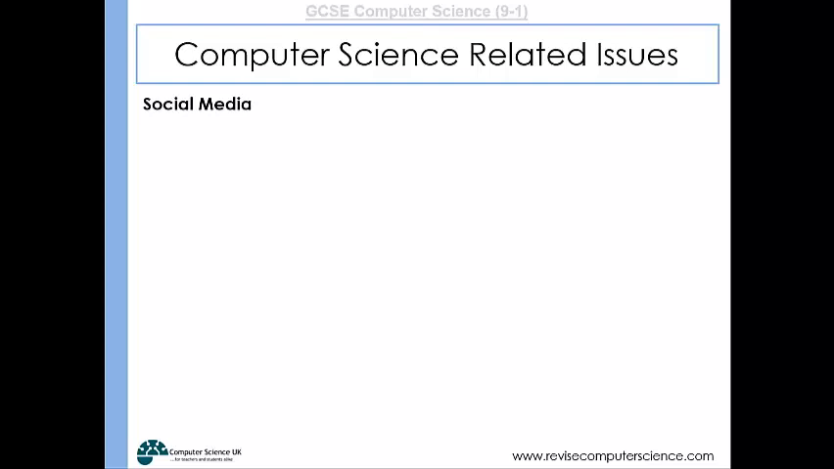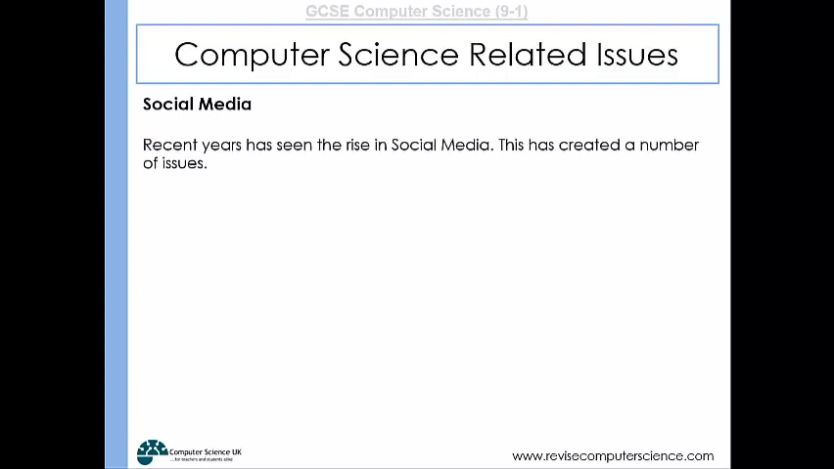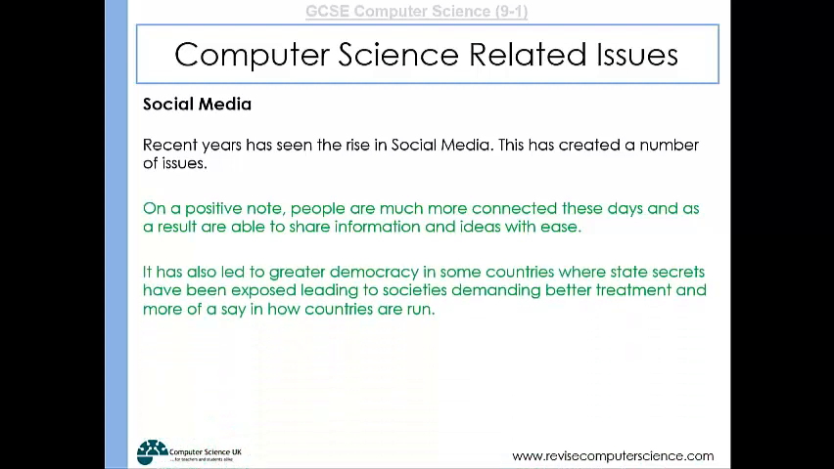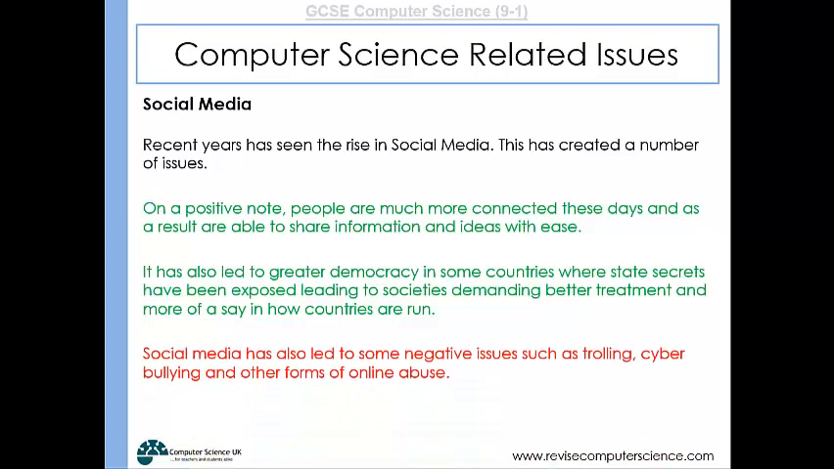So social media has boomed in recent years, and again, there's a lot to talk about, lots of issues relating to social media. Recent years have seen a rise in social media. It's created a number of issues. On a positive note, people are much more connected these days and as a result are able to share information and ideas with ease. It's also led to a greater democracy in some countries where state secrets have been exposed, leading to societies demanding better treatment and more of a say in how the countries are run. Social media has also led to some negative issues such as trolling, cyberbullying and other forms of online abuse.